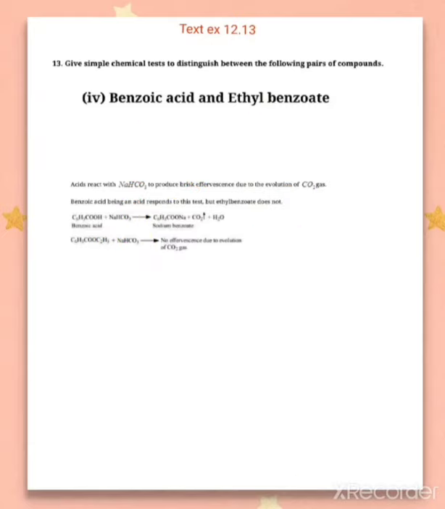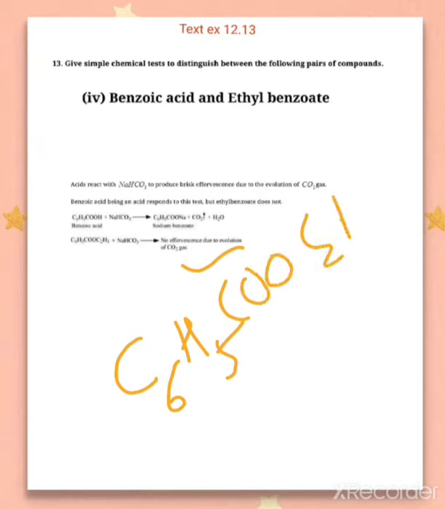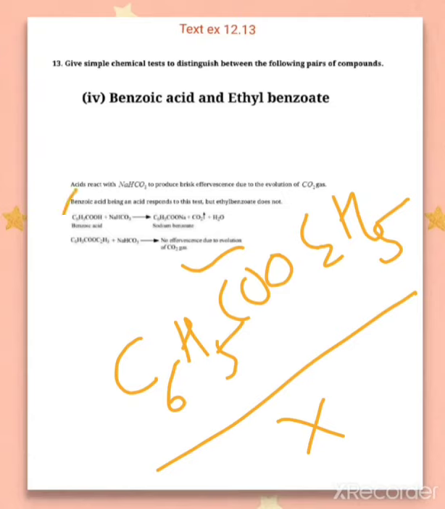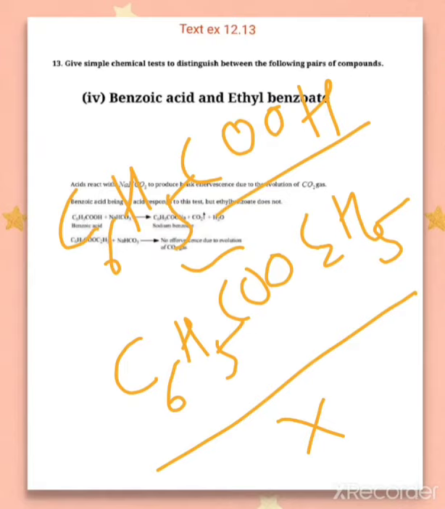Here the sodium bicarbonate test is shown, giving rise to effervescence, that is the formation of carbon dioxide gas. But no effervescence is found in the case of ethyl benzoate. The formula for ethyl benzoate is C6H5COOC2H5, that is an ester. So it does not release carbon dioxide gas, therefore there is no effervescence. But benzoic acid, C6H5COOH, gives effervescence due to the formation of carbon dioxide gas. So this test will distinguish between both of these.